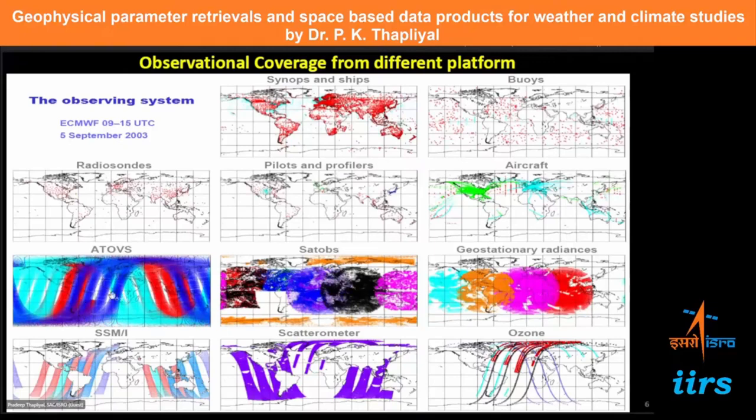You can see these are the polar orbiting satellites making this many observations in one day. So in one day, eight orbits can cover the entire globe and provide you temperature and humidity profiles of the tropical region. But the polar regions are uncovered from geostationary orbit. So there are various other instruments which make observations over different parts of the world.